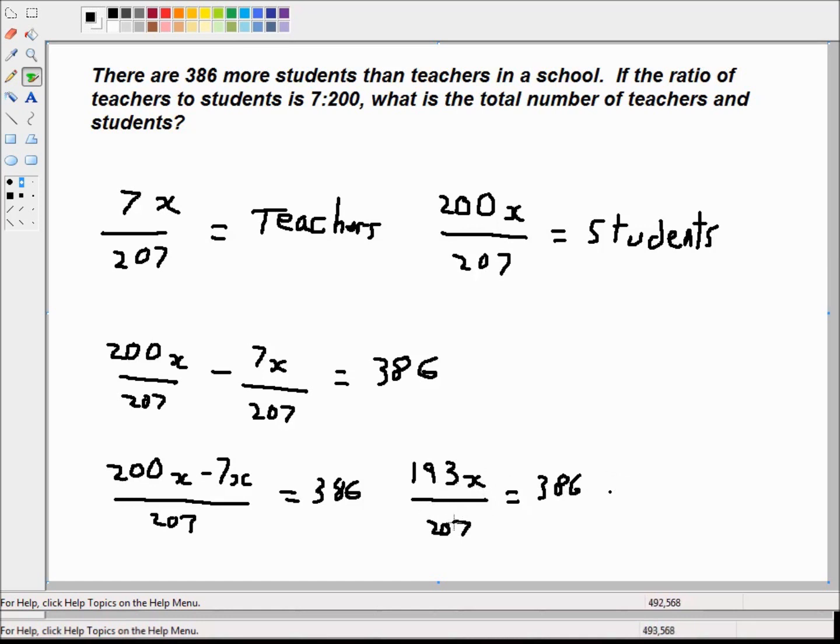Okay, so if we multiply both sides by 207 and then divide by 193, we'll get the value for x. So x is equal to 386 times 207, all over 193. I've got a sneaky suspicion that 386 over 193 is going to be 2. In fact, I'm convinced that that's correct, because 19 times 2 is 38 and 3 times 2 is 6. So that will cancel and that will become 2. So this is just 2 times 207, which is 414. So x is equal to 414.